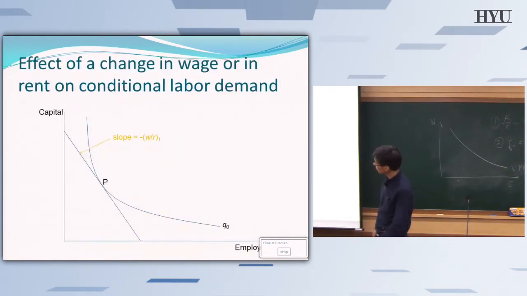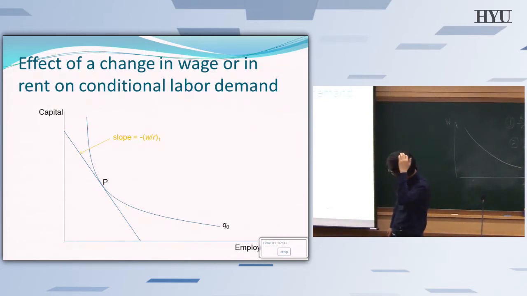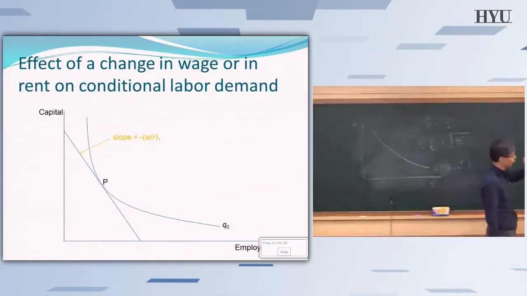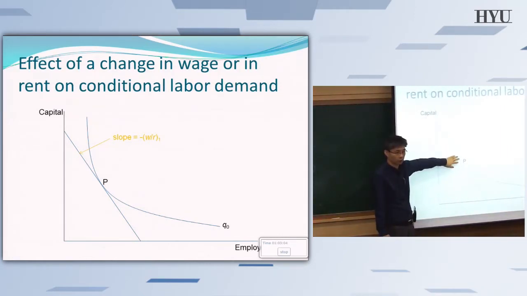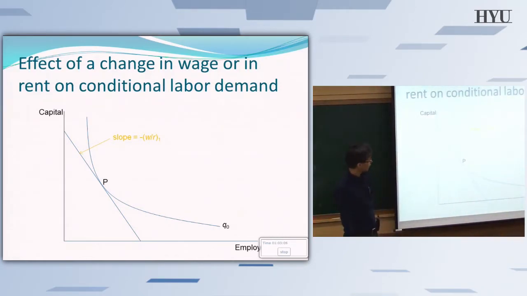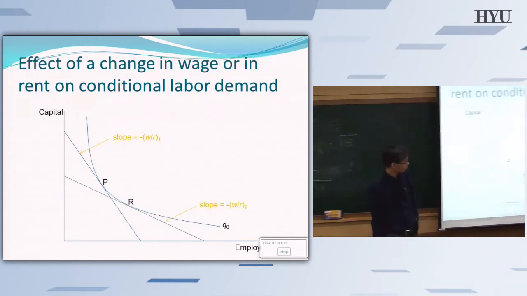Okay, now let's think of this. Let's see what is the effect of a change in wage on conditional labor demand. So here we have Q0 and the slope of W over R, the initial slope. Let's assume that W becomes lower, wage got lower.